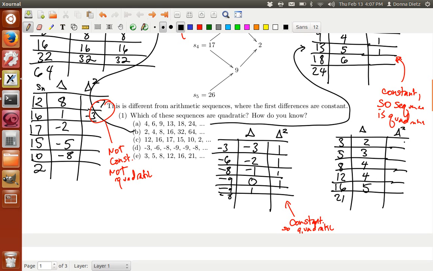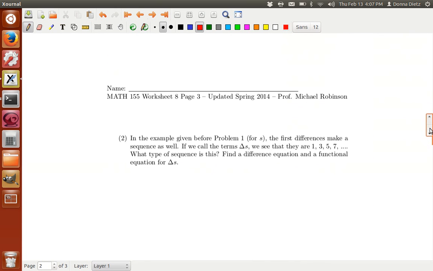Let's see. What's 3 minus 2? 1. What's 4 minus 3? 1. What's 4 minus 4? 0. Uh-oh. Nope. This one looks really close to being quadratic, but it's not. Not quadratic. So that's how you can tell if sequences are quadratic or not.